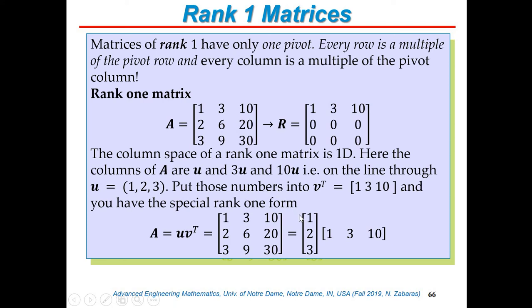So if you take this vector u, and then see what multiples of column 1 are the different columns, the first column is obviously 1, the second is 3, and the last is 10. If I put these numbers 1, 3, and 10 as a row vector, then I get the familiar u v transpose form of the rank 1 matrices that we had seen before. And you can appreciate now that these matrices indeed have rank 1, because when you do row reduction, you identify only one pivot element, as you see here in the equation.